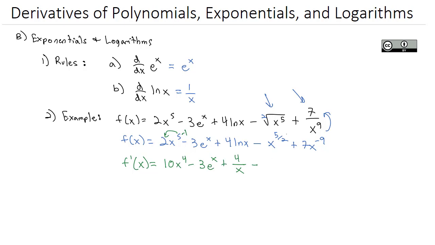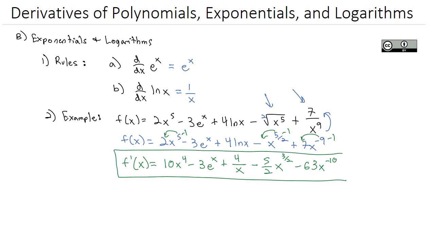Minus, bring the exponent out front and subtract 1. So we have 5/2 x to the 5/2 minus 2/2 is 3/2. And then bring the exponent out front and subtract 1. 7 times negative 9 is negative 63, x to the negative 10th. And that quickly, we've been able to find this complex-looking derivative by using our derivative shortcuts of this section.